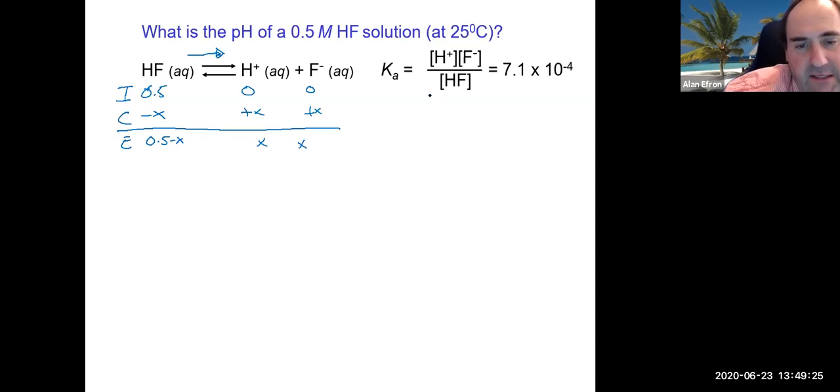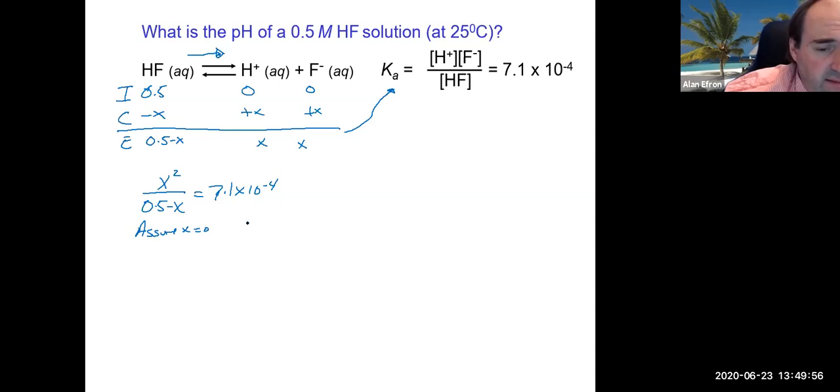Just like previously, we're then going to take those values and put them into our equilibrium expression. When we do that, we get x squared on top and 0.5 minus x on the bottom equals 7.1 times 10 to the minus 4. Since that is a small value of K, I'm going to assume that x is approximately 0. Give it a go, see what happens. Remember, when I do that, I can't get rid of all the x's, so I will have x squared over 0.5 equals 7.1 times 10 to the minus 4.